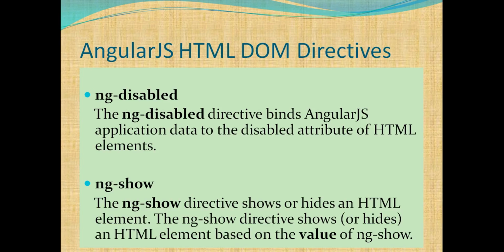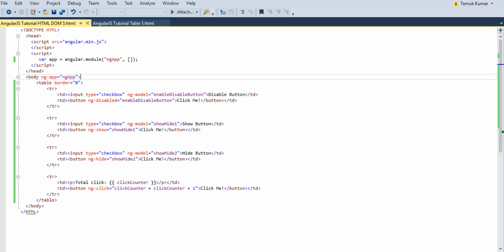Now the next directive to discuss is the ng-show directive. The ng-show directive shows or hides an HTML element based on the value of ngShow. Let's see how it works. So here for the ngShow directive I have two controls, a checkbox and a button. It works in a similar fashion as we did for ngDisabled. Here when I check the checkbox, the button will show, and when I uncheck this checkbox, the button will disappear.